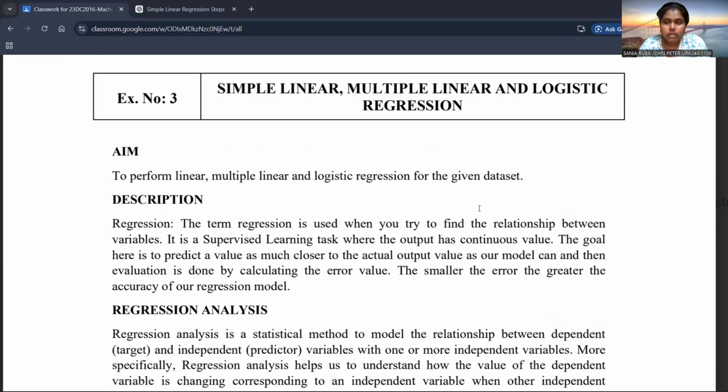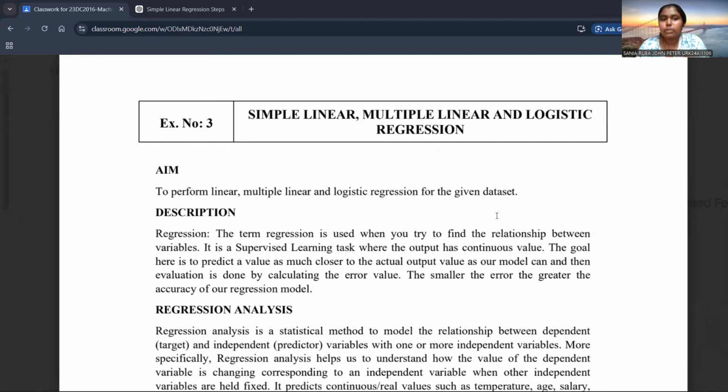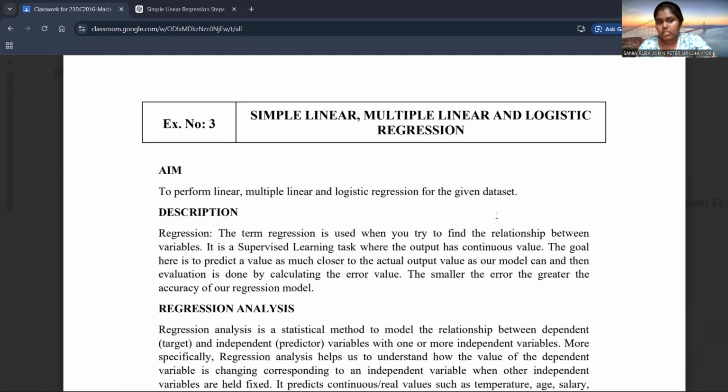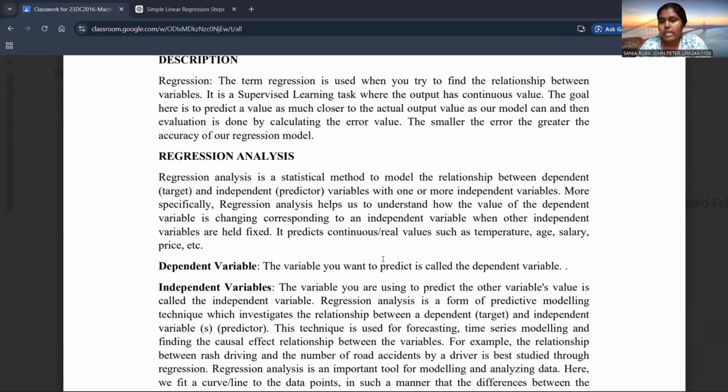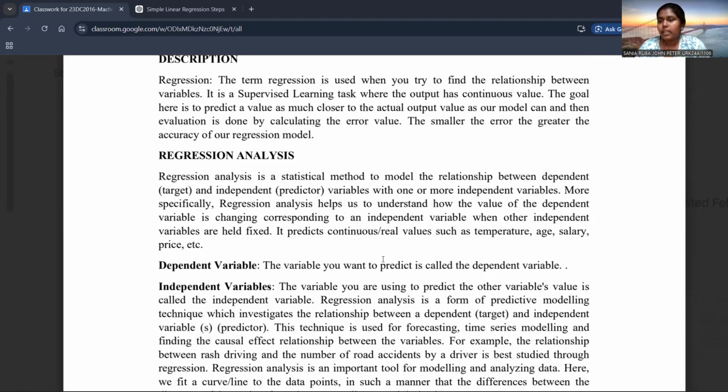Today I am going to explain machine learning laboratory experiment number 3: simple linear, multilinear, and logistic regression. In this experiment we are going to perform these types of regression. Regression is the term used to find the relation between variables. It is a supervised learning task, and the output will be continuous values. Regression analysis is a statistical method to model the relation between a target and the predictor variable.